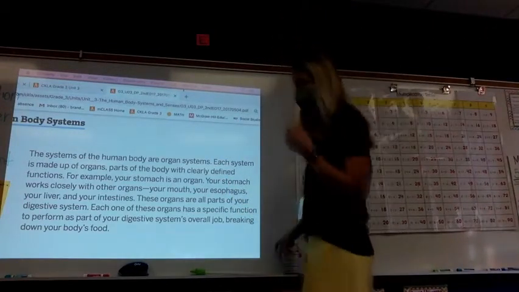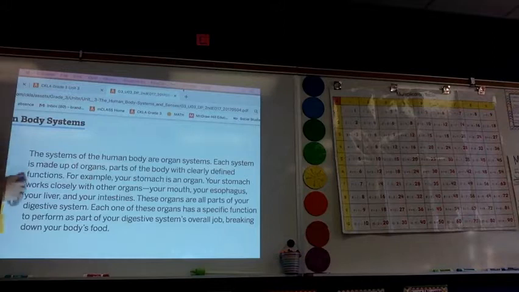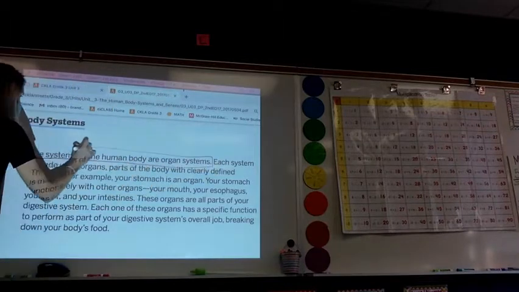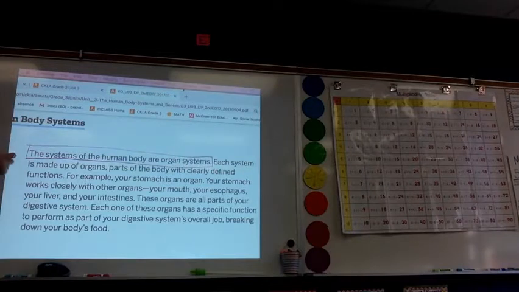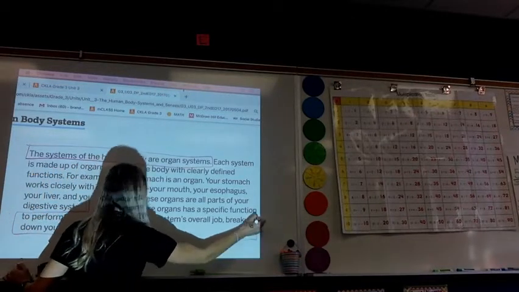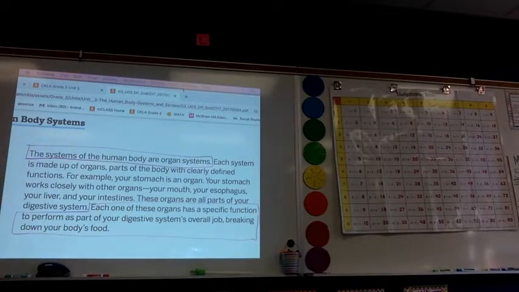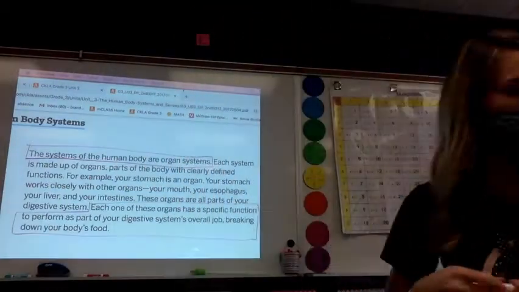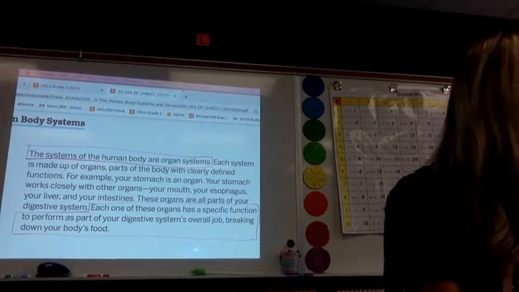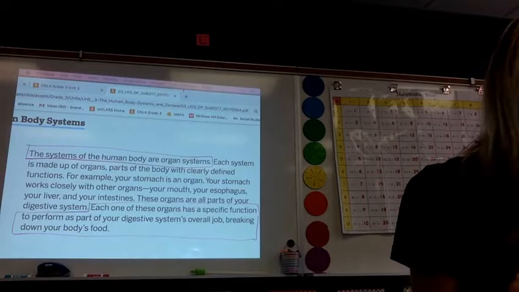I'm going to mark some things on this paragraph. Not super easy to see, but can you see what I put a box around? Yeah. Perfect. So I kind of just boxed pieces of that. I drew a box around the first sentence: The systems of the human body are organ systems. I also drew one around the last sentence as well.